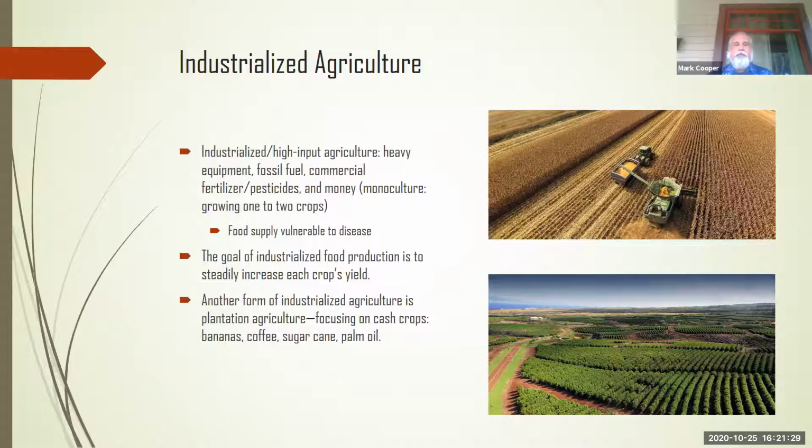Another form of industrial agriculture is plantation agriculture. When we think of plantations, we think of pineapples and bananas, and these are cash crops, things that you could sell, not necessarily necessary for feeding the world, but coffee is one of those. Actually, the picture that you see there is a coffee plantation in Maui, Hawaii, and it has obviously destroyed the diversity in that area.